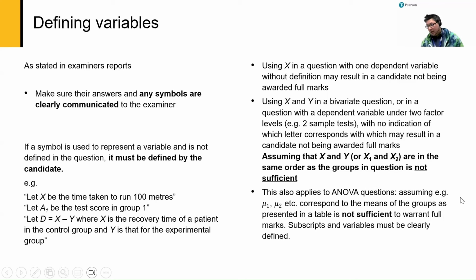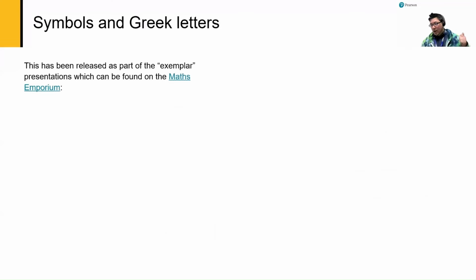This also applies to ANOVA questions. When there are multiple groups, when you have things like mu1 and mu2, those subscripts really have to be defined, so you say what the 1 and the 2 mean. So simply saying mu1 equals mu2 equals mu3, but you haven't actually said which one's 1, 2, and 3, is not enough. You've got to make sure it's clearly defined.